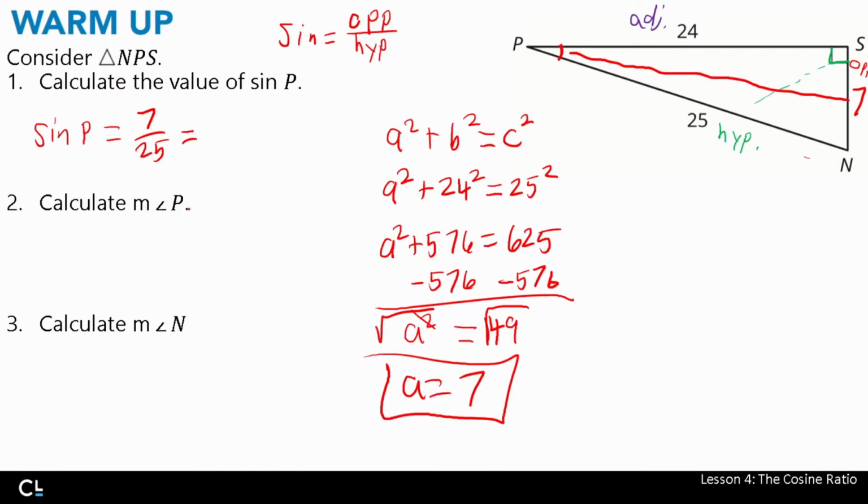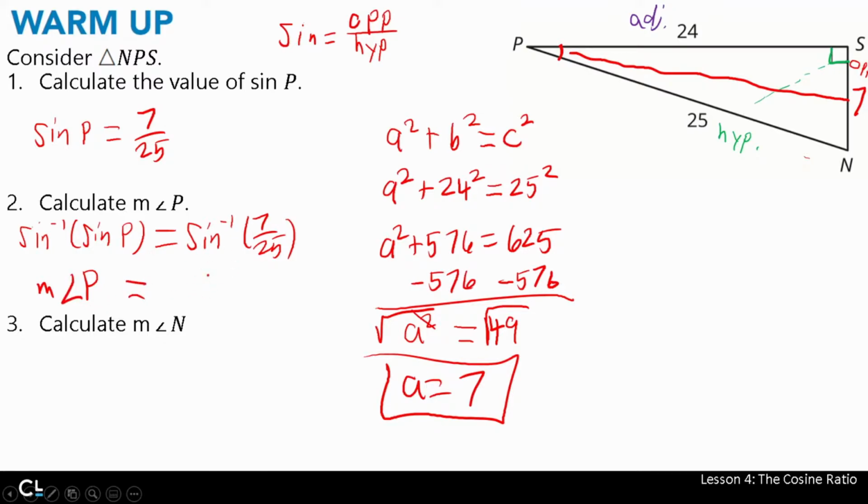The way that we have to do this is by using our inverse. We already have this ratio up here. So what we could do is say sine inverse of sine P equals sine inverse of 7 over 25. They cancel. Then we get the measure of angle P is equal to, and we have to plug this into our calculator. If you're using the Desmos Scientific one, which I suggest, click function, choose sine inverse, and then type in 7 divided by 25.